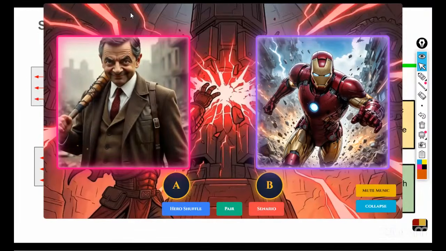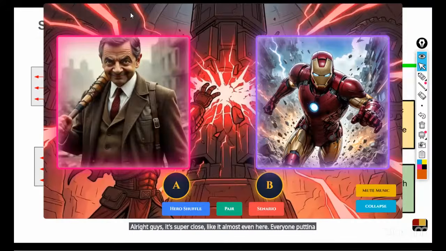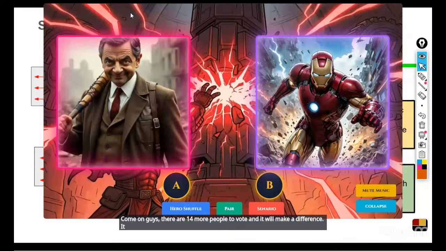Guys, it's super close. It's almost even here. Everyone put in a vote so we could sway it. We could swing this. Mr. Bean could win at this point, or Iron Man. Come on, guys. There are 40 more people to vote, and it will make a difference.